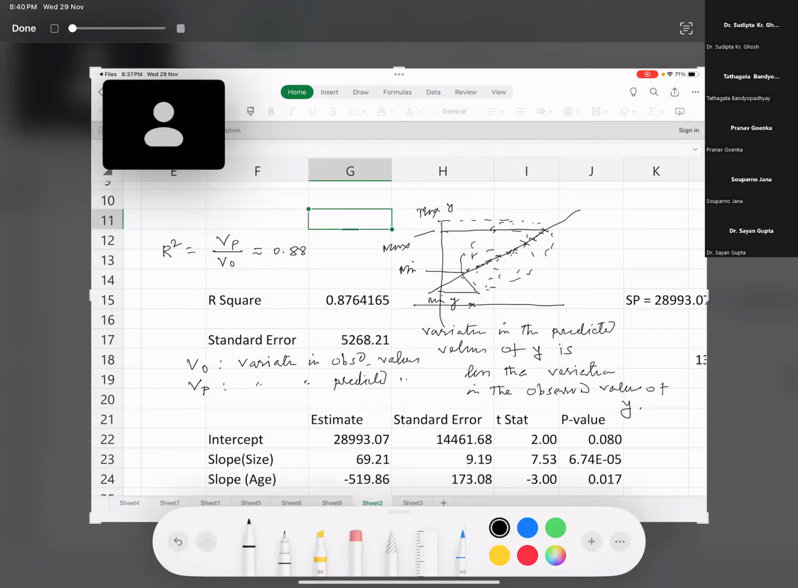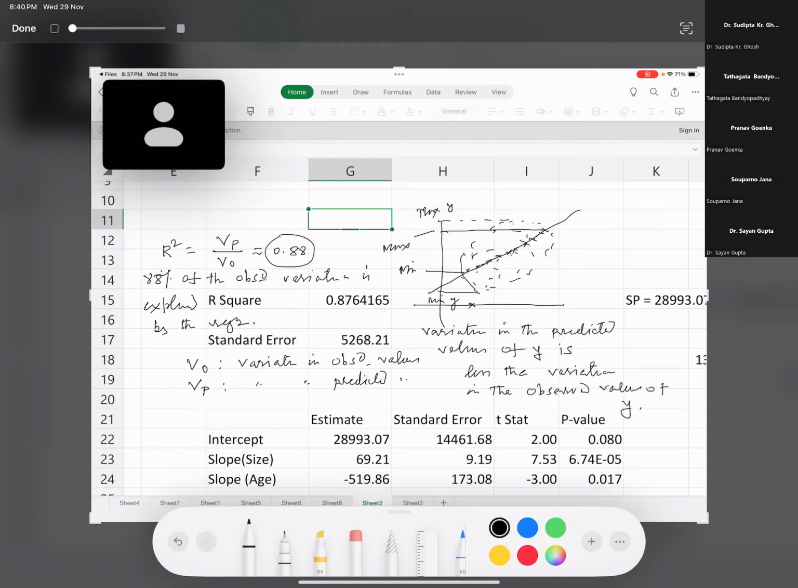So what does it mean? If you interpret it, I will say that 88% of the observed variation is explained by the regression, because the predicted values we obtained from regression. 88% of the observed values' variation is explained by the regression.